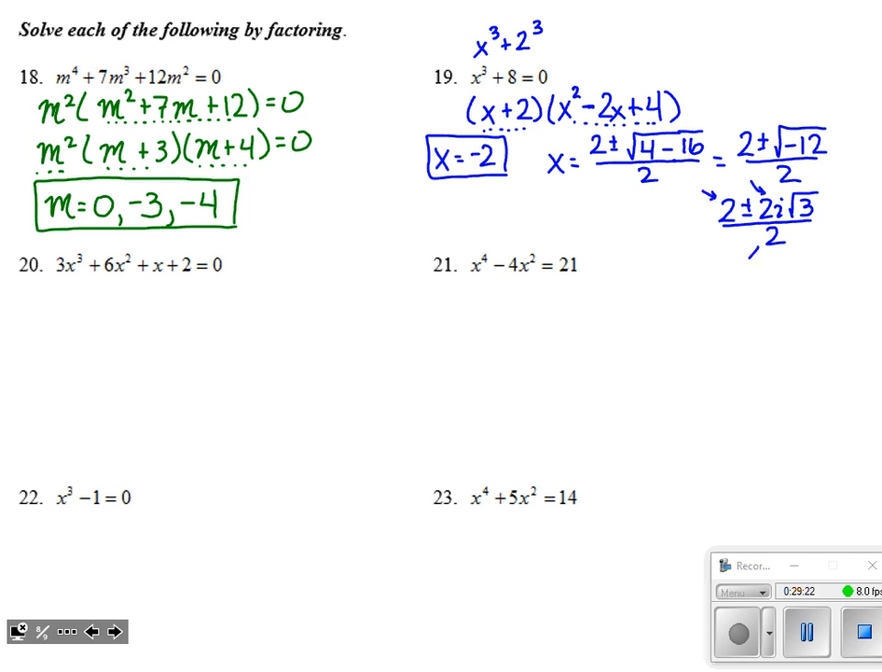I'm able to divide top and bottom cleanly by 2 because all 3 of those coefficients, those whole numbers out in front, are all divisible by 2. So x equals 1 plus or minus 1i root 3 should be my final set of solutions.